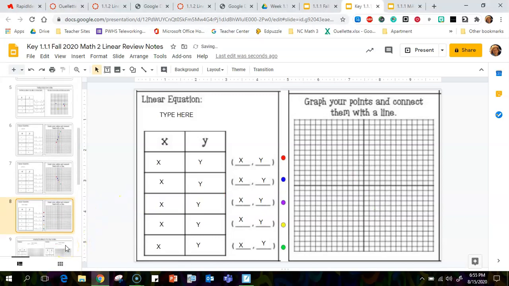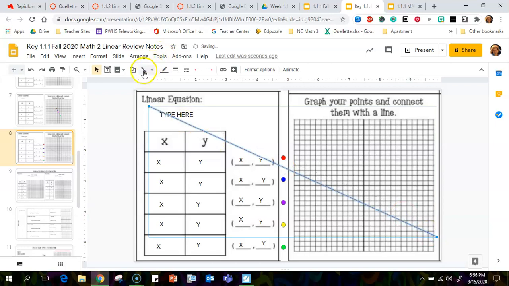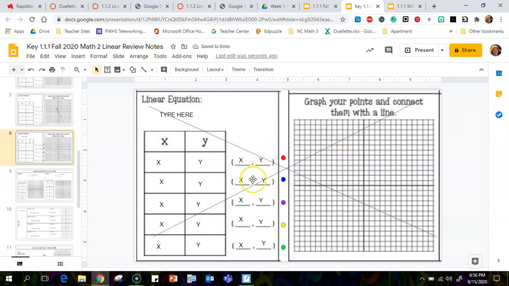I am going to skip slide 8. So what you can do if you like is just use your line tool and put a big X through slide 8, because I think we've done enough with that, we're good. So if you want to do that, that just indicates to me that I told you we weren't going to do that slide.